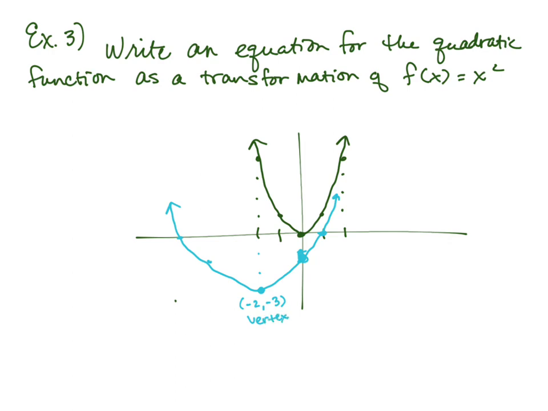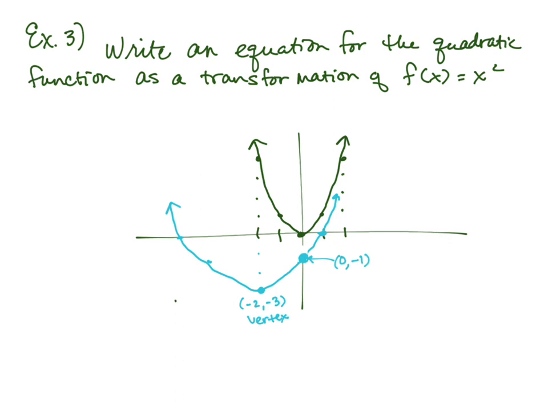Okay. And then another point that came out super ugly on my picture up here is this one right here. And I would say this is 0, -1. That's an x and y value. Y'all seeing what I'm seeing? Okay. So all we need in order to write an equation, we need a vertex and we need another point.